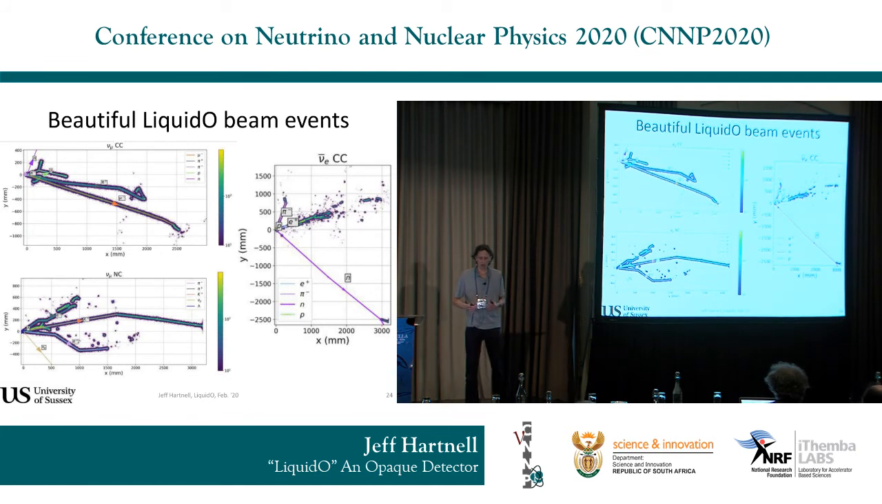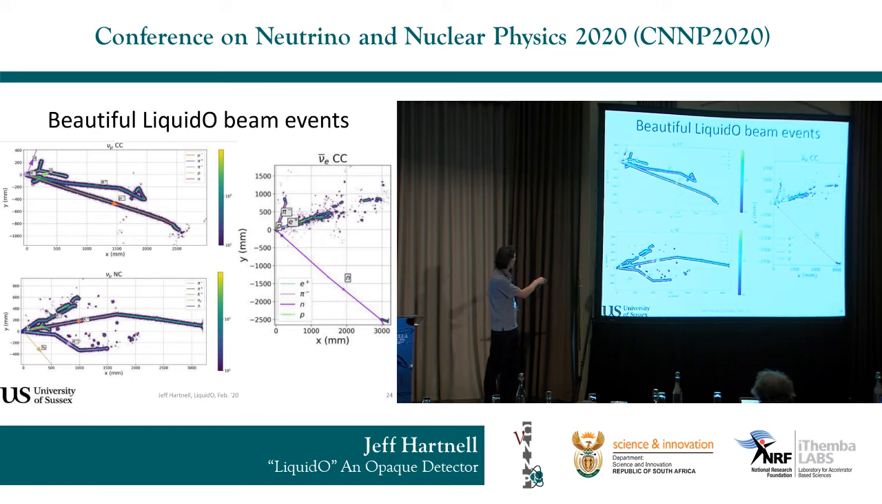And so I think these images kind of tell the story. This is a muon neutrino charged current event. You've got a long muon track here. You can see the decay at the end. There's a pion decaying to a muon. And there's a lot of information.